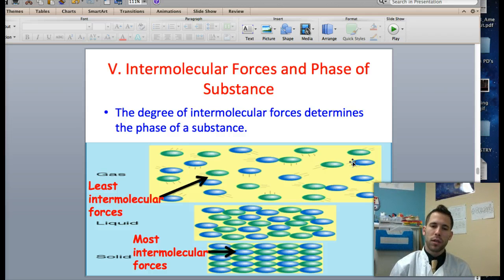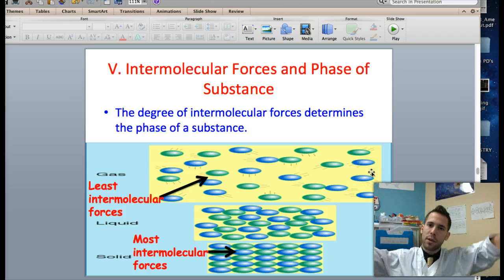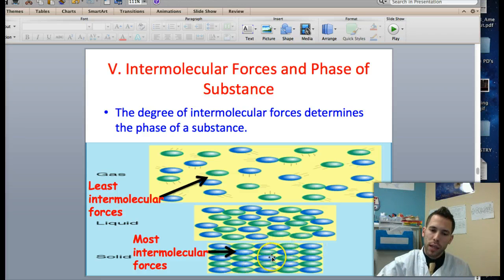So intermolecular forces essentially lead to the phase of the substance. So the least intermolecular forces are gases, because if they're not being held very closely together, they have the ability to spread out. However, when you have solids, there's a lot of intermolecular forces holding them together, keeping them in place, and therefore they stay in the solid phase.